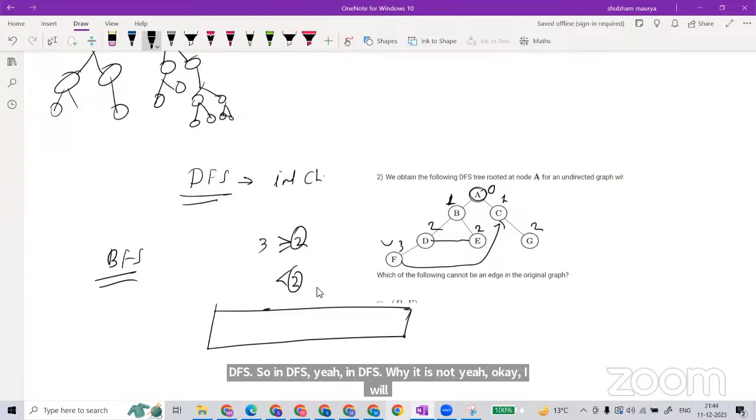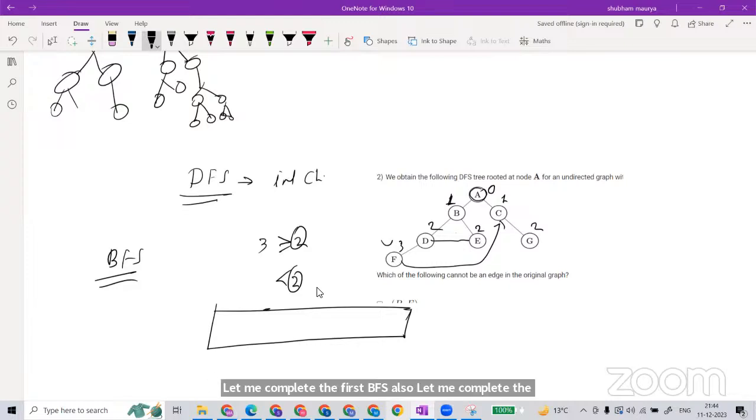Let me complete the BFS first, and in the DFS, if there are two branches, then there is no edge in between. This one is in a different branch, this one is in a different branch. So in DFS there is no edge. But I want to talk about BFS. I'm just discussing BFS.